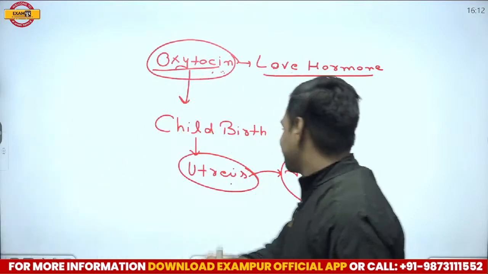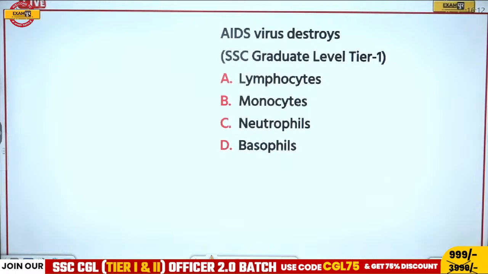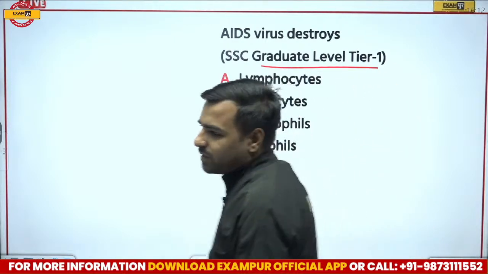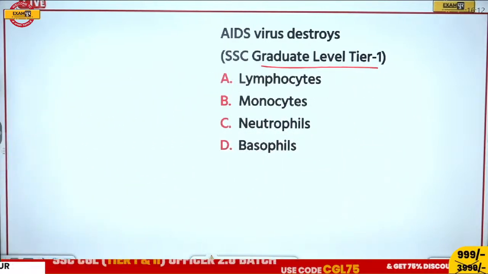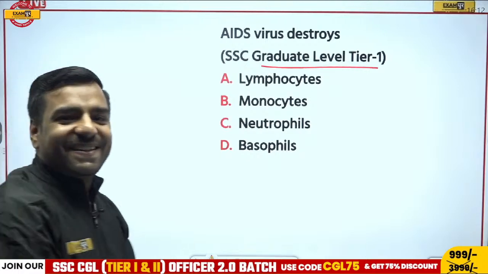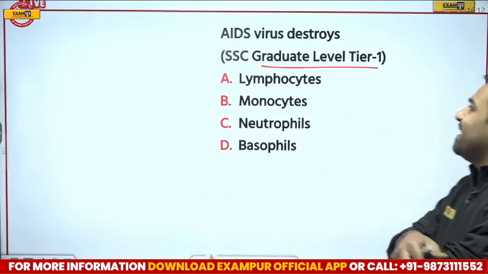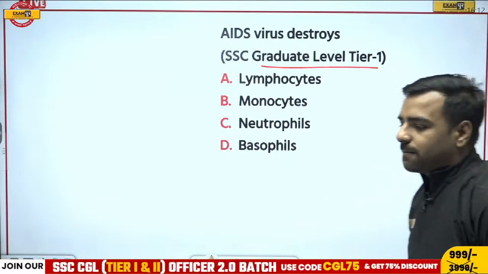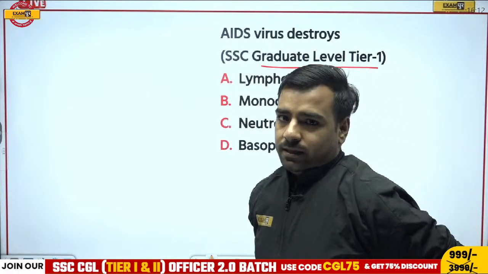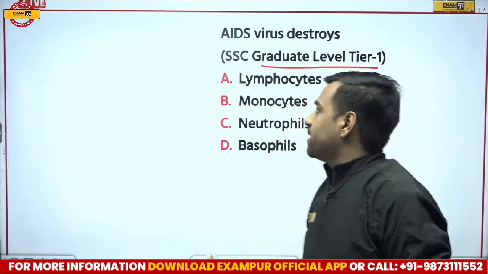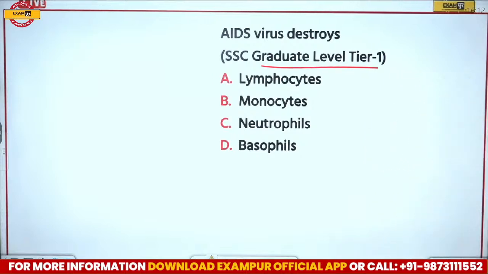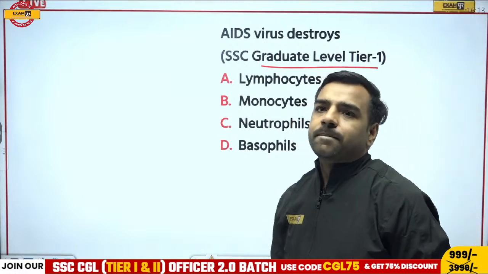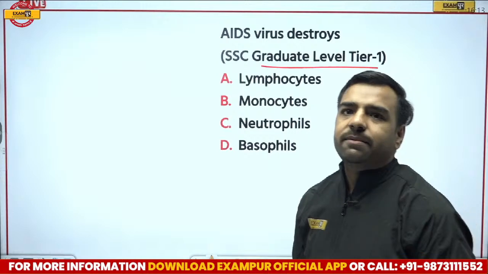Let's move forward now. Here we have the next question. AIDS virus destroys what? This is from SSC Graduate Level Tier-1. What is the correct answer here? Is it lymphocytes, monocytes, neutrophils or basophils? Answer please. Gobinath is going with 1, Vikram is going with A.